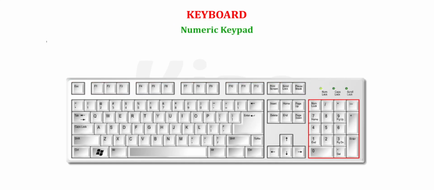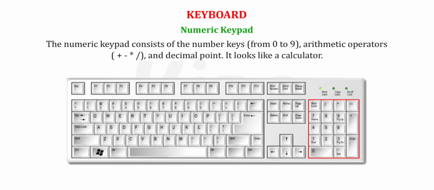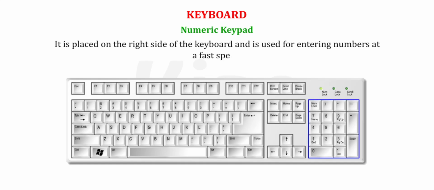Numeric keypad. The numeric keypad consists of the number keys from 0 to 9, arithmetic operators, plus, minus, asterisk, slash, and decimal point. It looks like a calculator. It is placed on the right side of the keyboard and is used for entering numbers at a fast speed.